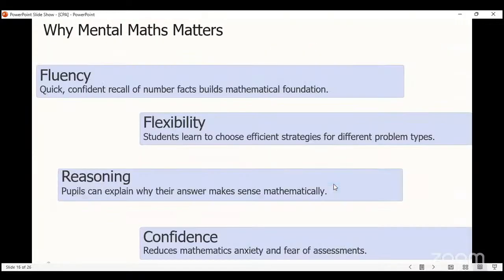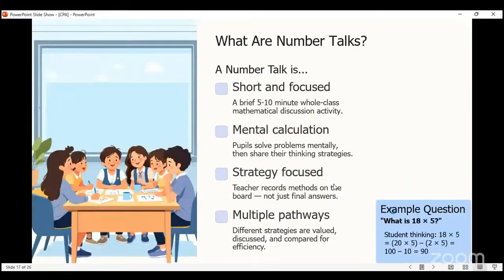Why mental maths matter? Why does mental maths matter? Number one, mental maths matters because it makes room for fluency. It helps the children to have confident recall of number facts, and this mostly happens during the process of CPA. It gives flexibility, it improves reasoning, and it builds confidence in the students and takes away all the anxiety and fear of being assessed.